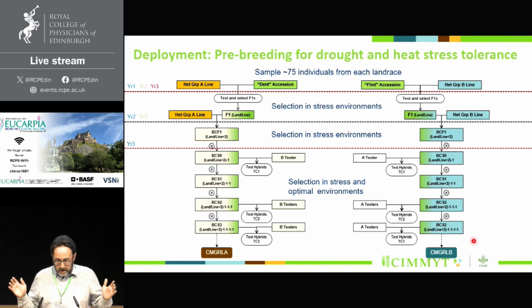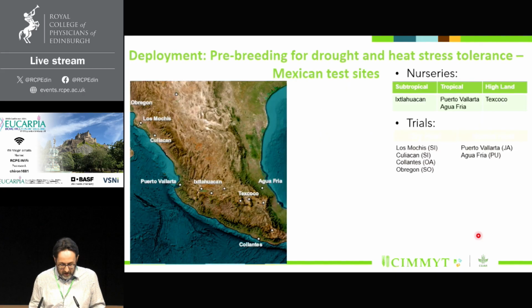We send this around the world, so if you're a breeder in Africa who needs some heat-resilient material in an elite background, you can get sent this material and use that in your breeding program.